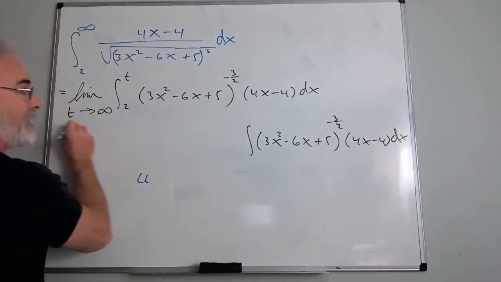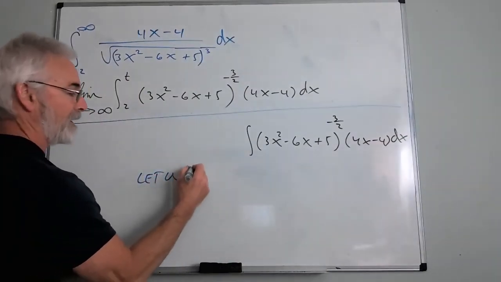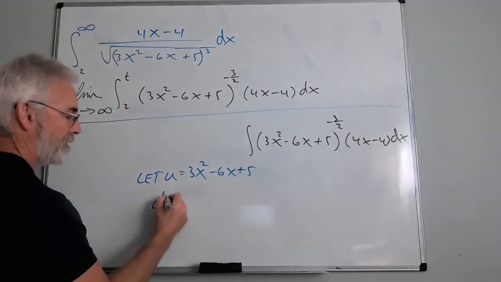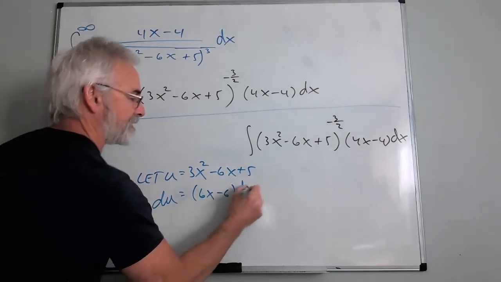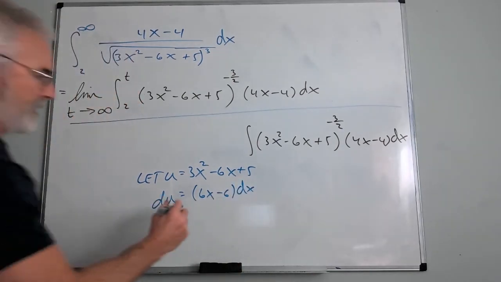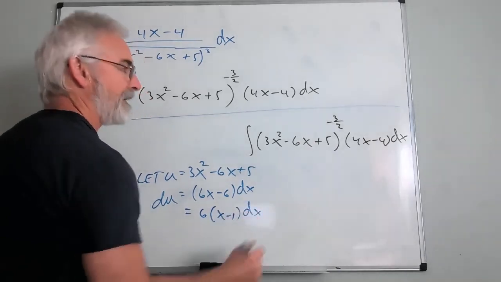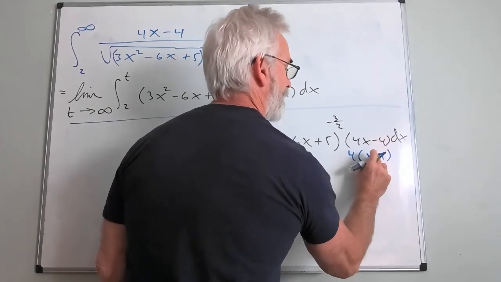So think of this really as a separate problem. I think it's safer if I do this. Let u equal 3x squared minus 6x plus 5. Then my du is (6x minus 6) dx. How about if I rewrite that as 6 times (x minus 1) dx? And how about if I rewrite the numerator as 4 times (x minus 1)?